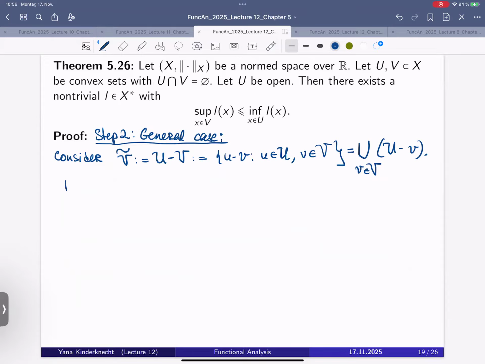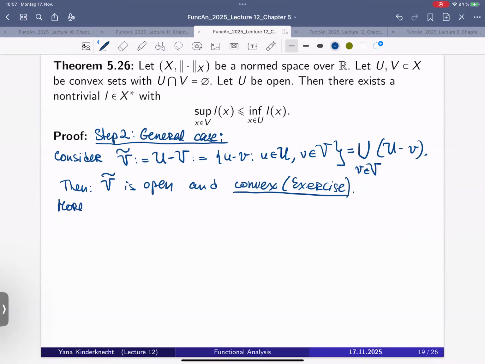Okay, then, you see U is an open set, so its shift is again an open set. So we have a union of open sets. So this set, W tilde, is open as a union of open sets. And moreover, it is convex. This is an exercise. So believe me, this is so. Exercise: show that the set is convex.